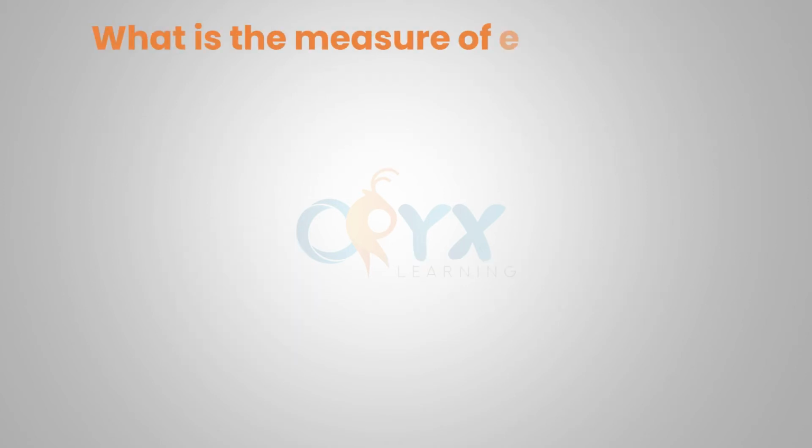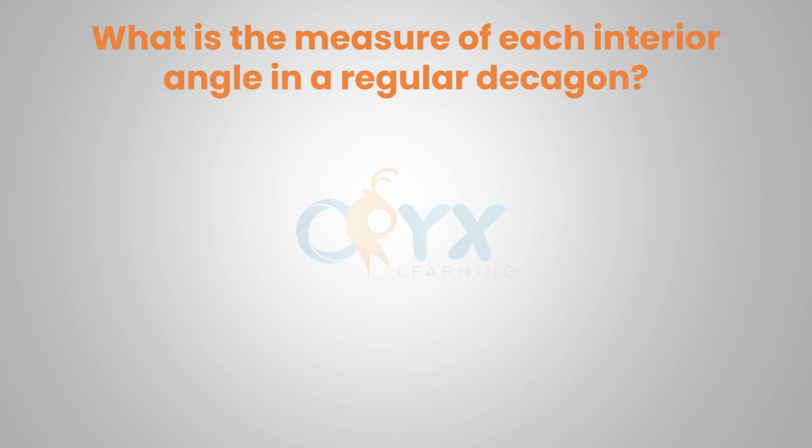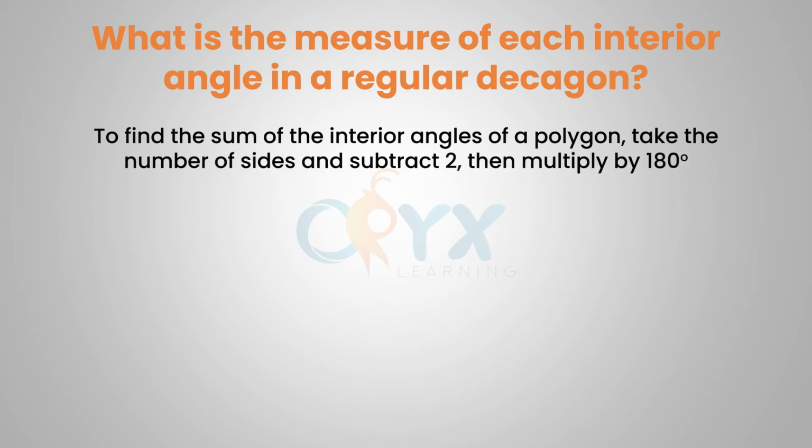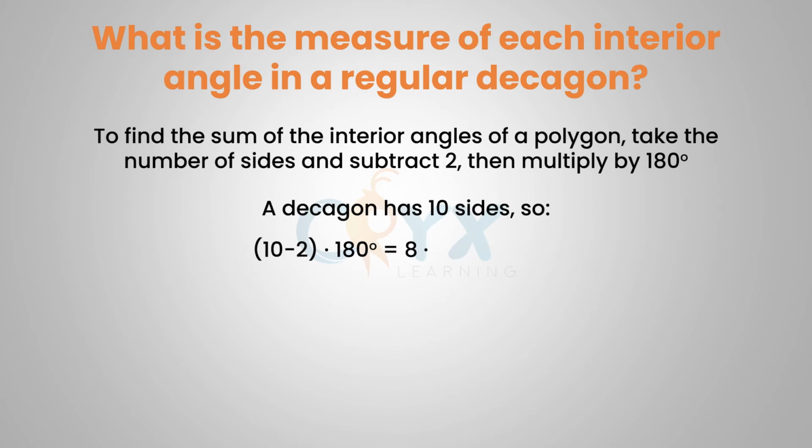What is the measure of each interior angle of a regular decagon? To find the sum of the interior angles of a polygon, take the number of sides and subtract 2, and then multiply by 180. A decagon has 10 sides, so if I take 10 minus 2 times 180, I get 8 times 180, which equals 1,440 degrees. Now that is the total of all of the interior angles.